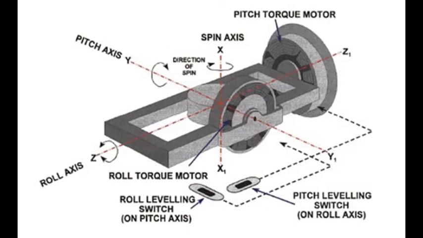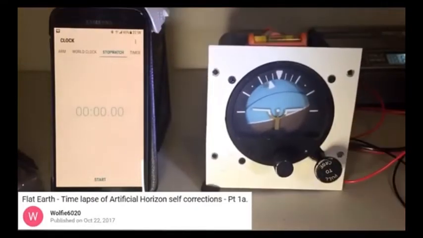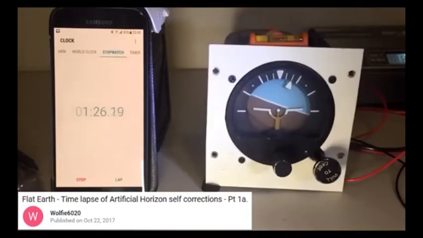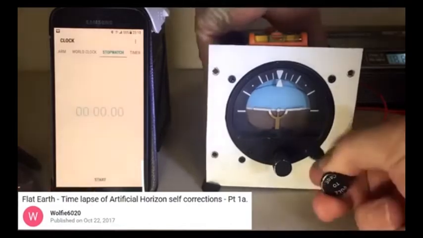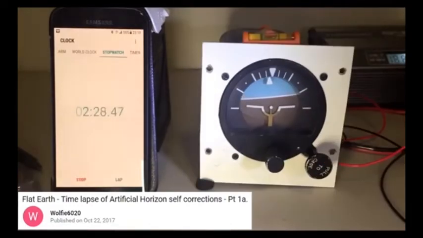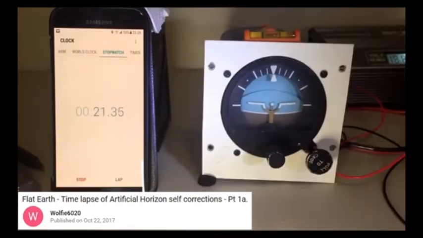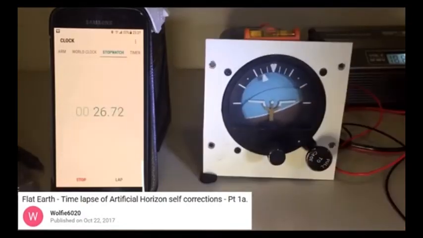Here is an excellent demonstration of this in a modern electronic artificial horizon by YouTuber Wolfie6020. After intentionally forcing the device out of alignment, you can watch as it automatically adjusts itself back to level over several minutes. Wolfie6020 has a number of excellent videos on the operation of the artificial horizon. I linked some in the description, and he shows them automatically adjusting in both real time and sped up, as seen here. The device corrects far faster than is needed to correct for the curvature of the Earth, even for the fastest jet aircraft.